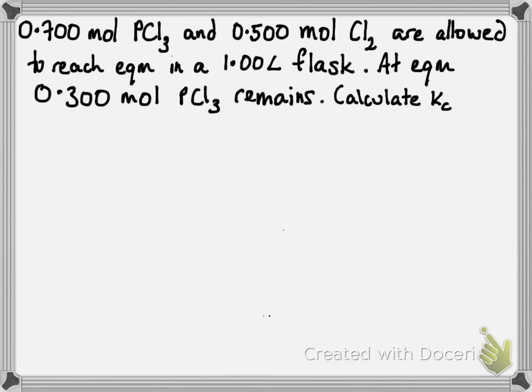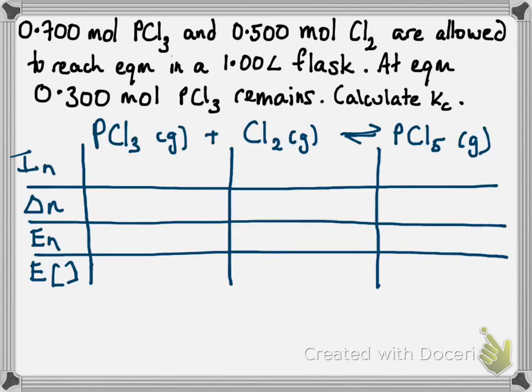I want you to pause the video and write down this question. The equation will come in a minute. So here's the equation and I've set up the ICE table for you. What I want you to do now is to add the information from the question directly into the table. And you should have this. So 0.7 moles of PCl3, 0.5 moles of chlorine in the beginning. And the question also said at equilibrium 0.3 moles of PCl3 remain, so that goes into that box.